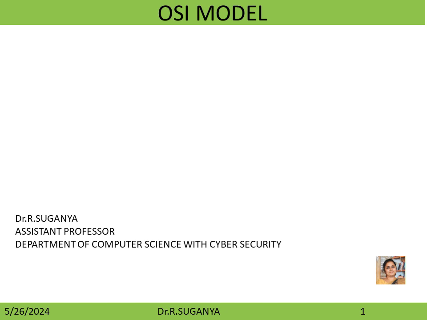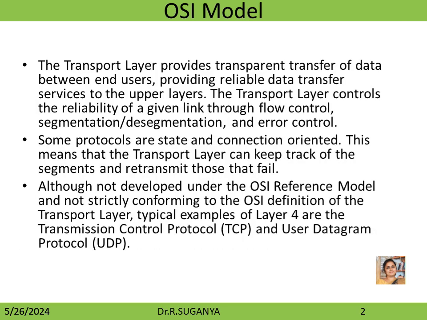Today we are going to see about the OSI model. The OSI model has layers. The transport layer, which is a very important layer, provides transparent transfer of data between end users, providing reliable data transfer services to the upper layers. The transport layer controls the reliability of a given link through flow control, segmentation or desegmentation, and error control.